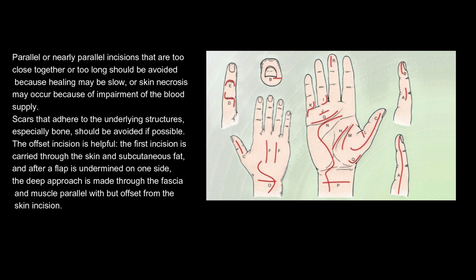The first incision is carried through the skin and subcutaneous fat, and after a flap is undermined on one side, the deep approach is made through the fascia and muscle parallel with but offset from the skin incision.